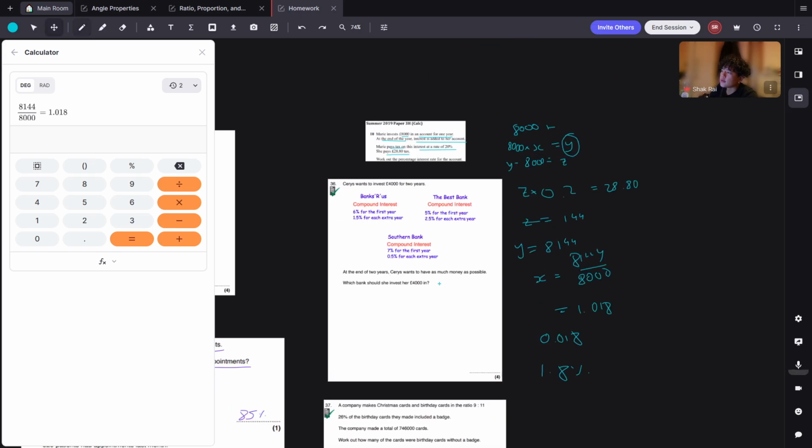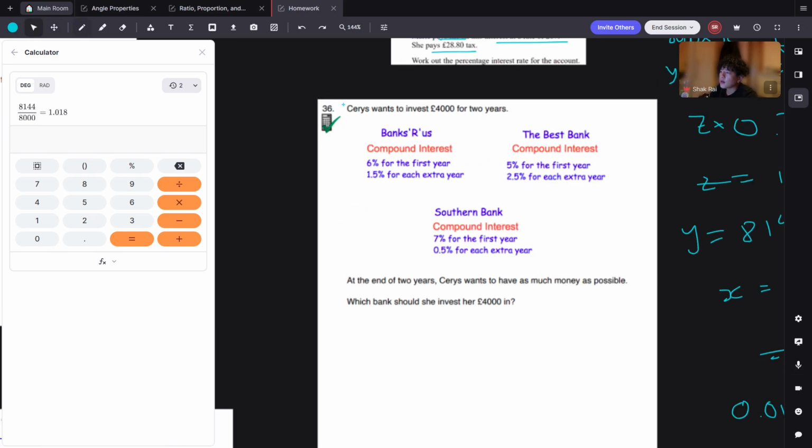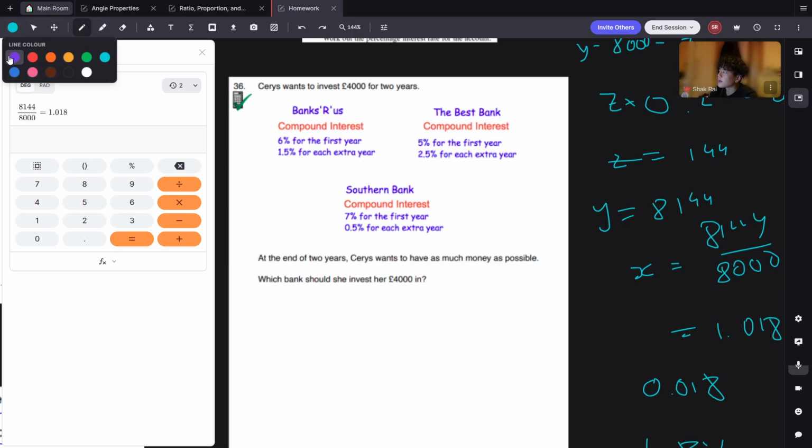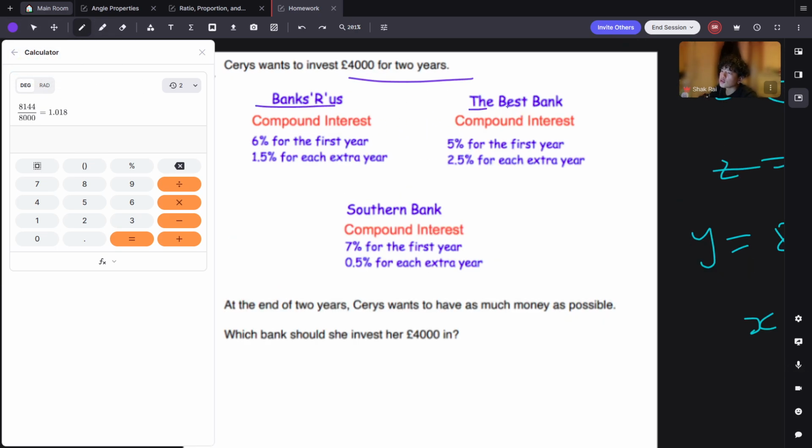Cool. Lovely. Nice. So that's that question. Ceres wants to invest £4,000 for 2 years. Banks R Us and the best bank. So there's Banks R Us. So should be a copyright on Toys R Us, I can't lie. And then the best bank.